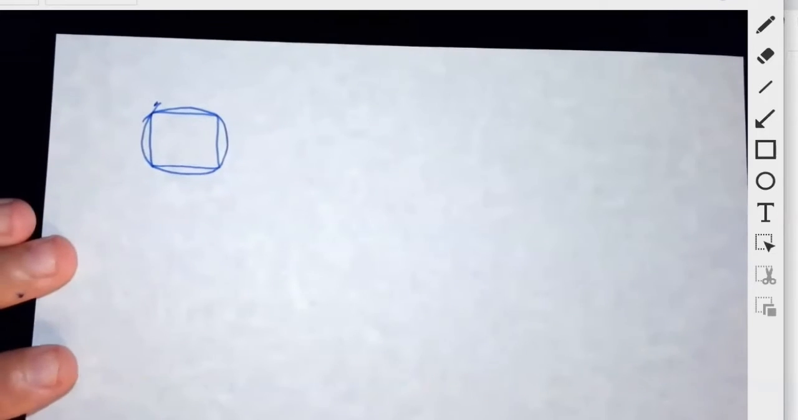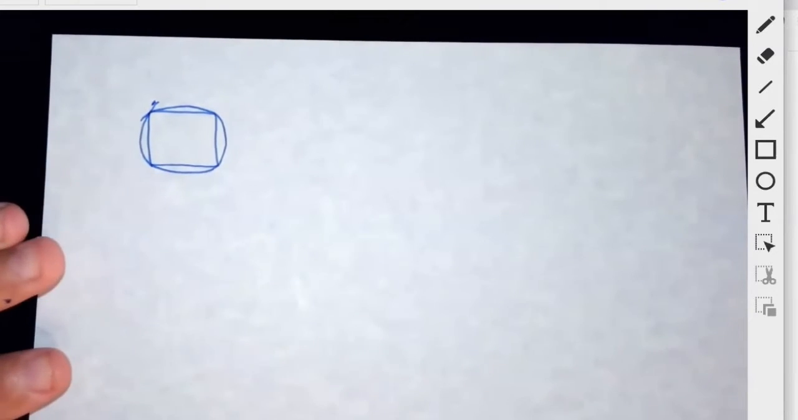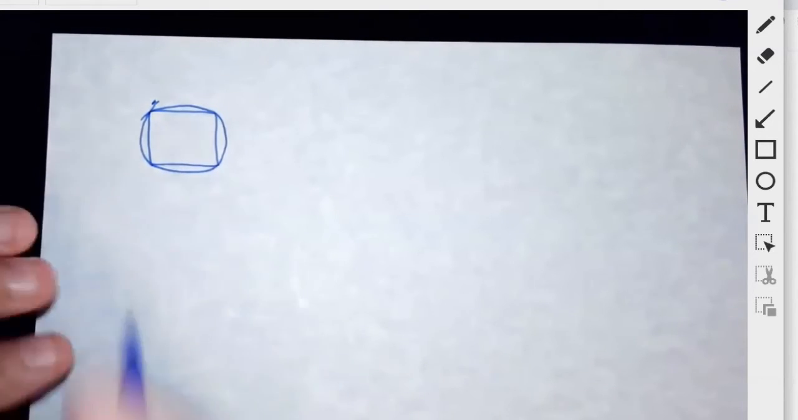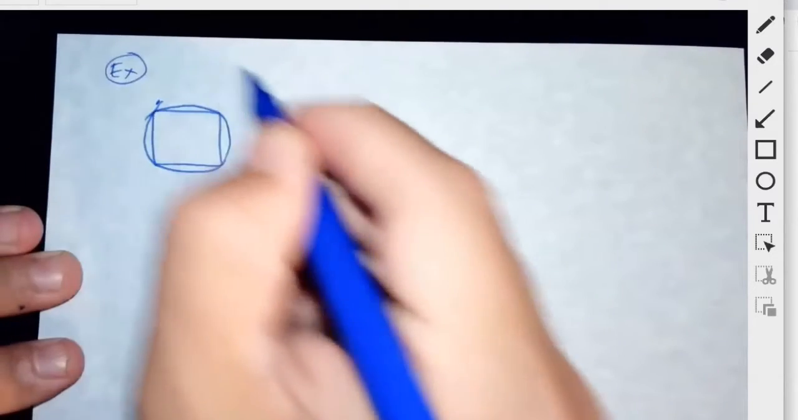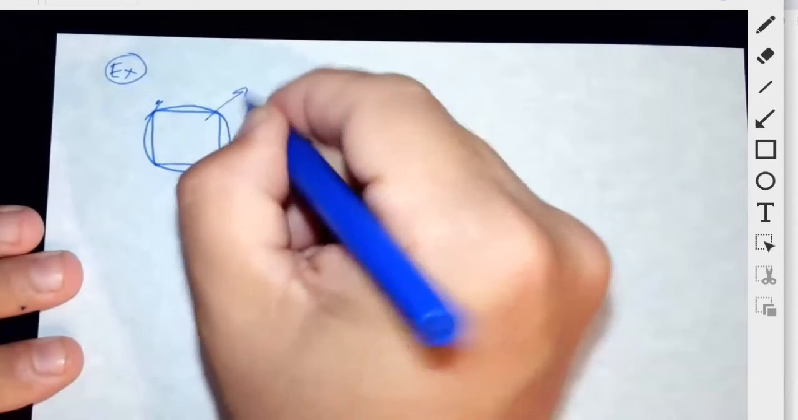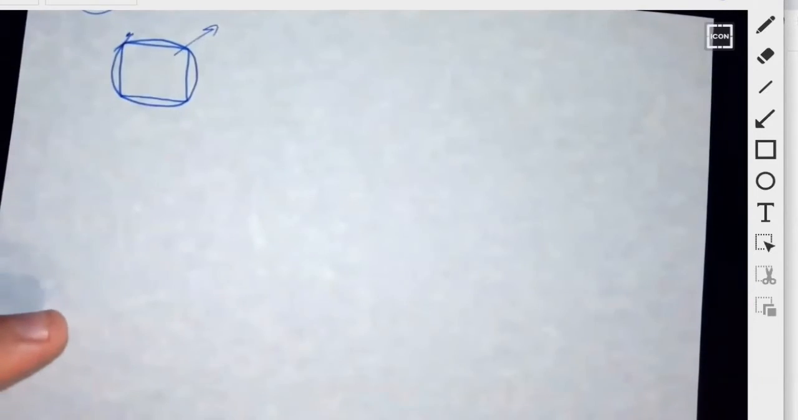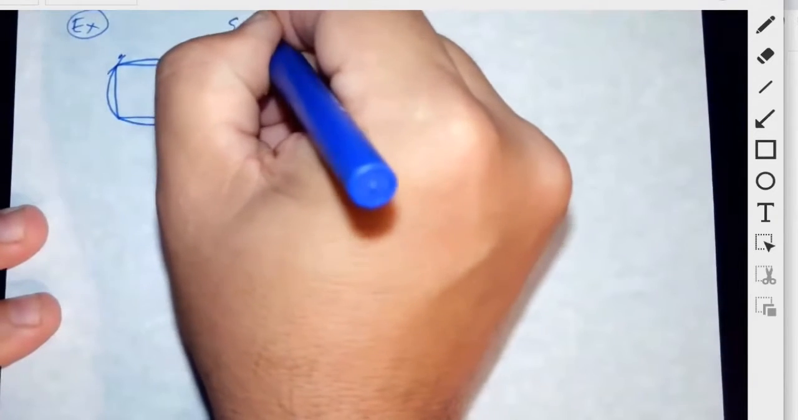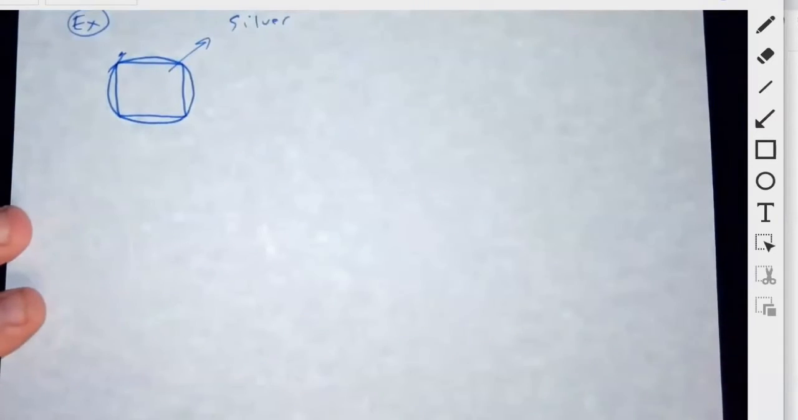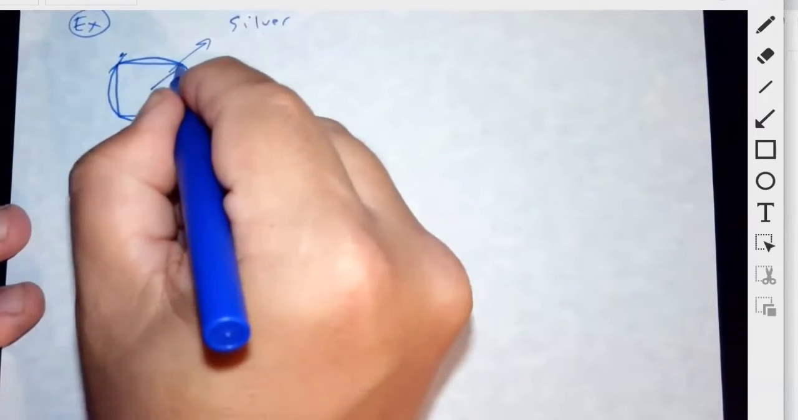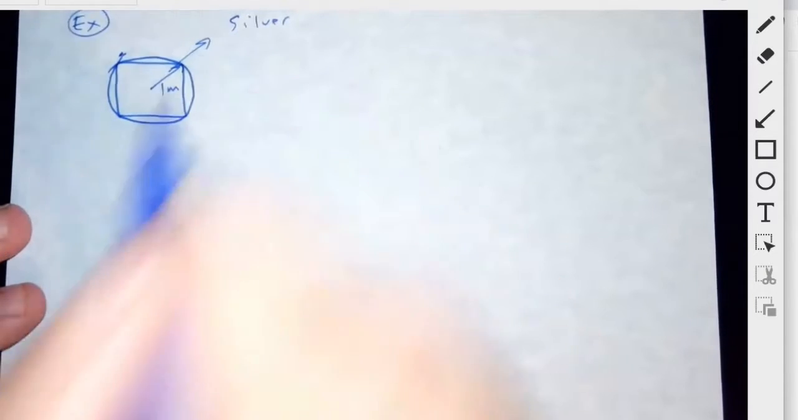So imagine you had two metal plates. One was square, and the square was circumscribed by a circular metal plate. And let's say for now they're the same material. Let's make it one of these materials. Okay, let's say silver. So let's say the radius of the circle is 1 meter.